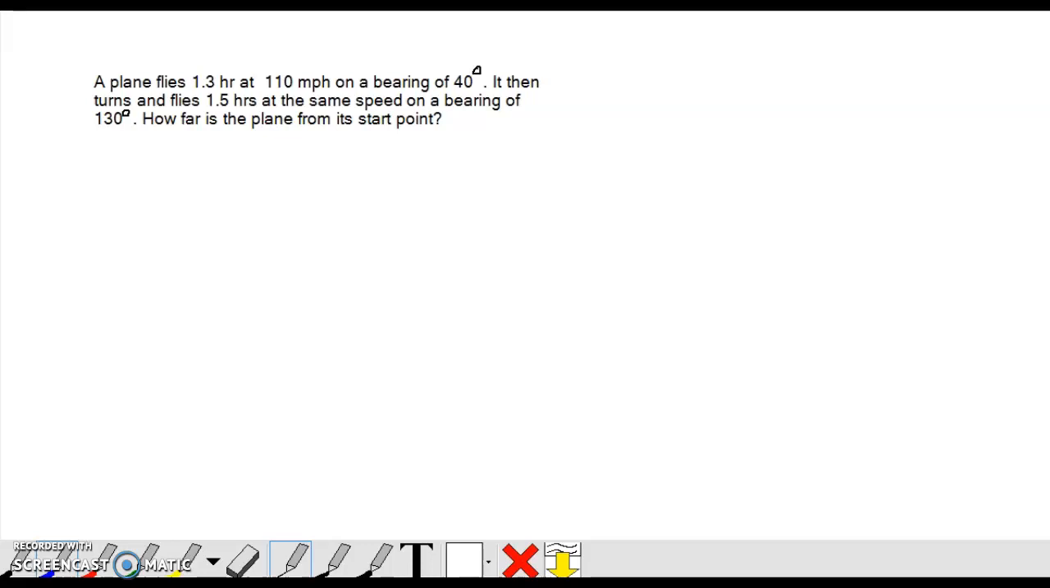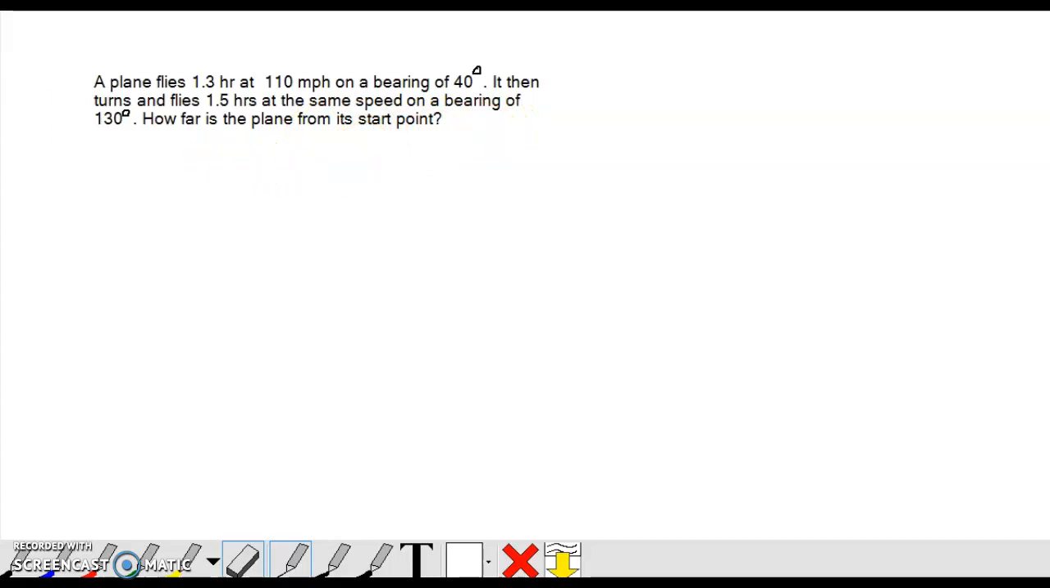All right, so where we left off was we were talking about bearings. So we have one more type of word problem. It says a plane flies 1.3 hours at 110 miles per hour on a bearing of 40 degrees. It then turns and flies 1.5 hours at the same speed on a bearing of 130.